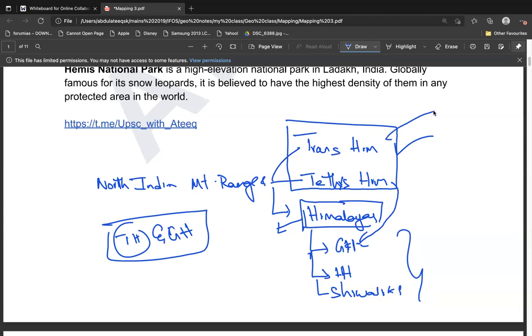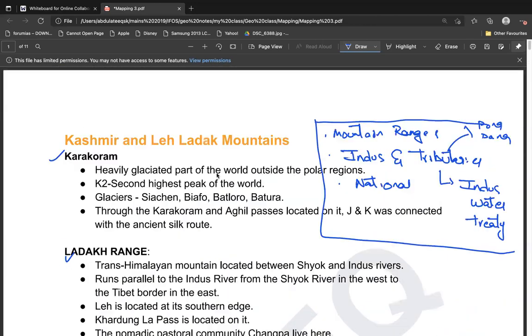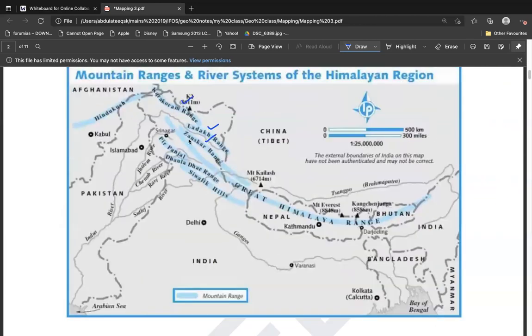Now, these Trans Himalayas can be divided into three major ranges: the Karakoram ranges, Ladakh ranges, and the Zaskar ranges. These are the three ranges which we have. Can you see this here? Arrange these in north to south order, as they might ask us: Karakoram range, Ladakh range, and Zaskar range. So these are the three Trans-Himalayan ranges we have.